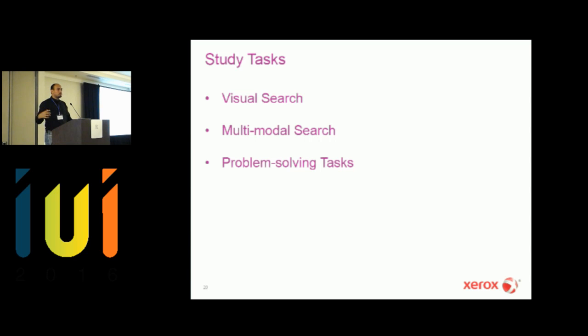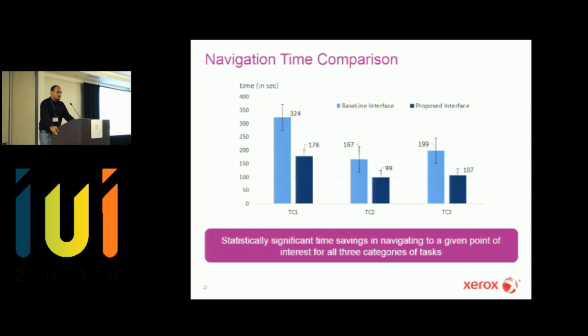And the third was a problem-solving task. This was primarily designed towards in-video MOOC quizzes. Let's say when you take any MOOC course, you have to go through the in-video quizzes, which pop up in between. So we motivated some of the tasks on that side. And what we found is that for all these 3 different categories of tasks, the navigation time saving that our new interface could get was statistically significant, and we performed better in all of these 3 categories of tasks.